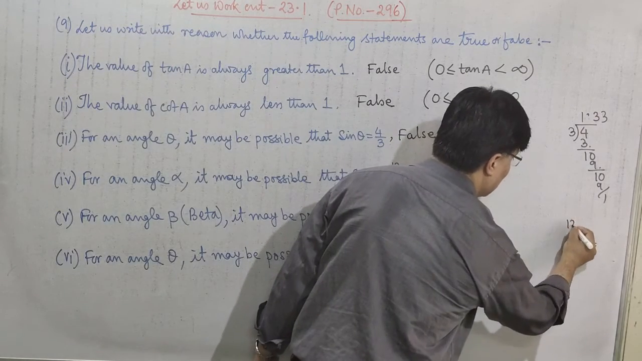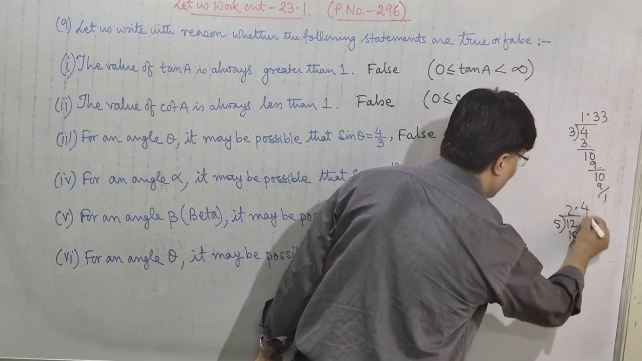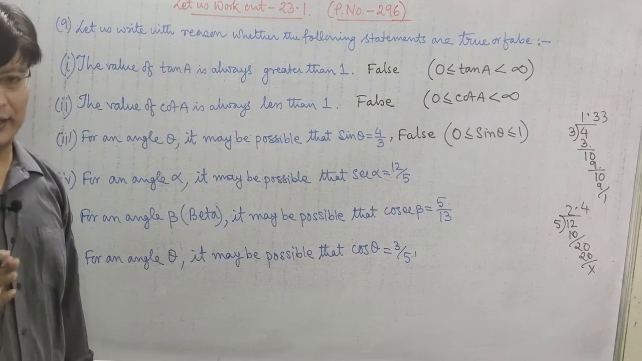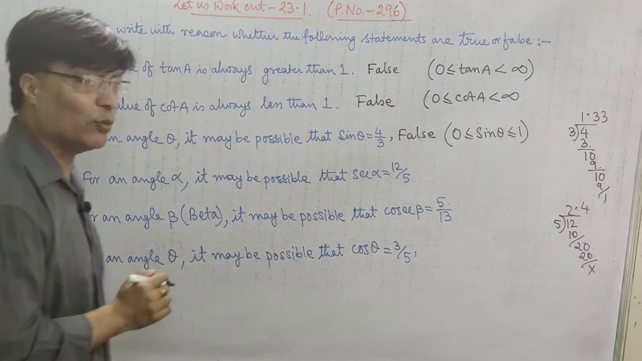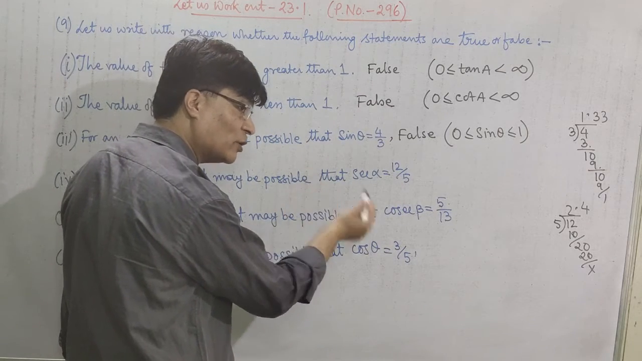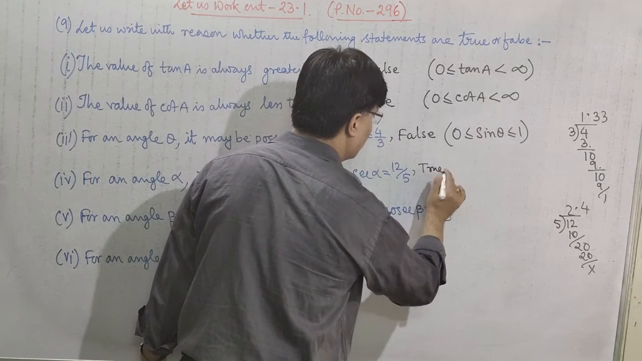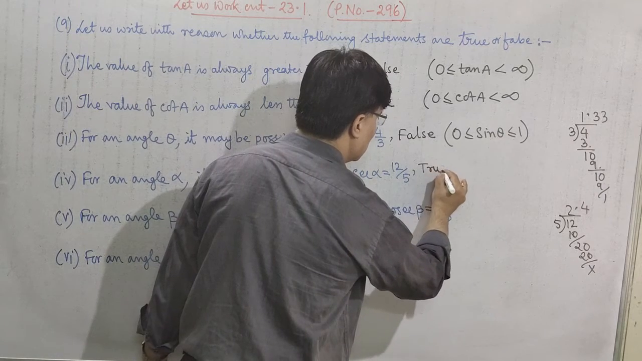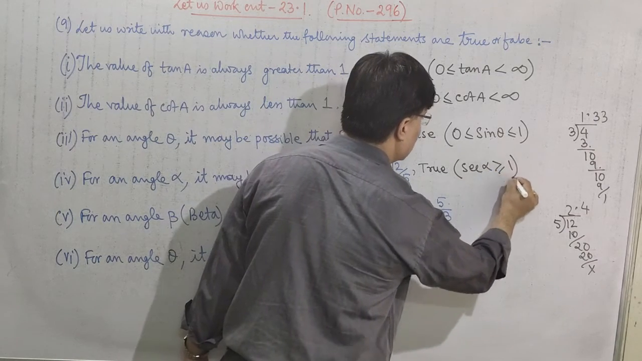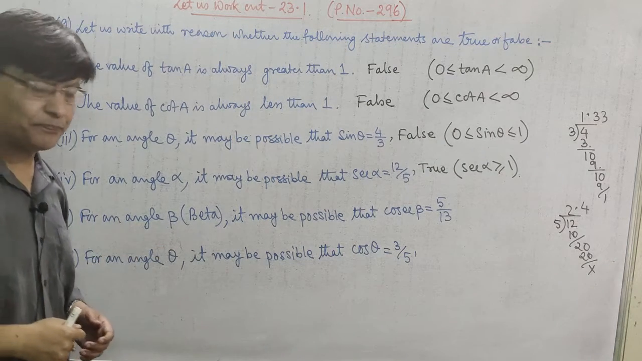Or you can divide it. Divide 12 by 5. 5 2s are 10, 2.0, 5 4s are 20, that is, it is 2.4. 2.4 means it is always greater than 1. So the value for sec alpha is always greater than or equal to 1. So here 12 by 5 is greater than 1, so this is true. What is the reason behind it? Because sec alpha is always greater than or equal to 1. Is it clear now? Next.